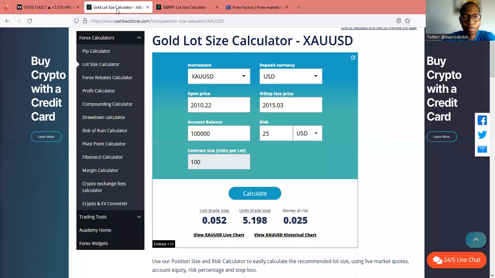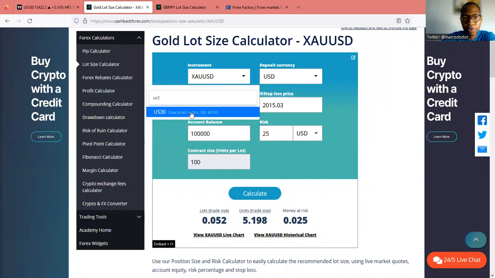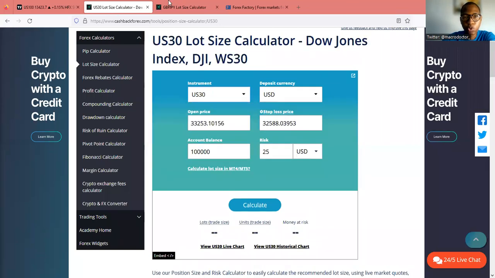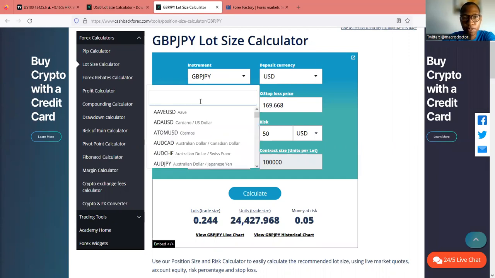Okay, so I also like having my calculators ready to calculate my lot size. So I'm going to just change this to US 30 because I will trade either of US 30, US 100, or US 500. It depends on which one takes liquidity or which one has a cleaner setup by the time we're looking at the charts.